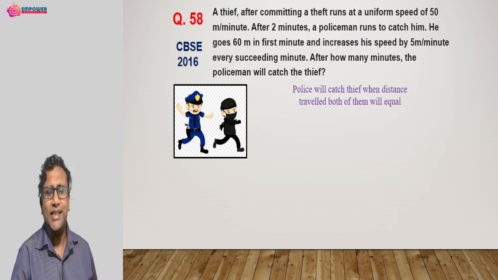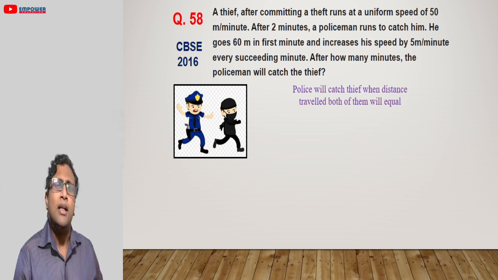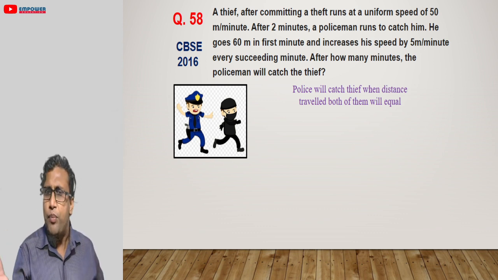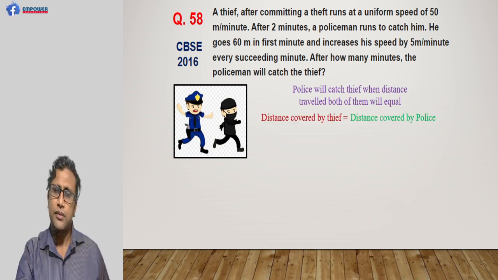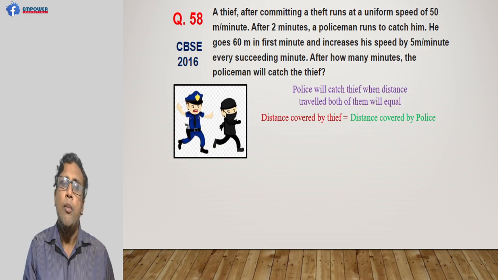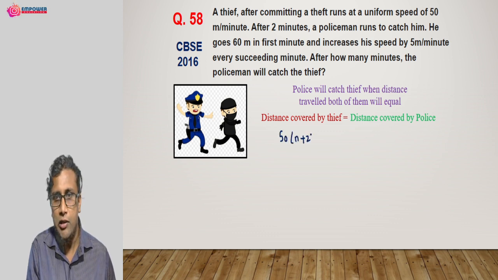So the simple logic is there. Obviously when police will catch the thief, whenever the distance traveled by both will be the same, we can say police will catch the thief, simple, okay? Good. So the distance covered by the thief should be equal to the distance covered by the police. I know the distance covered by the thief, we have written in the previous slide, that is 50 into (n plus 2), right? Good.